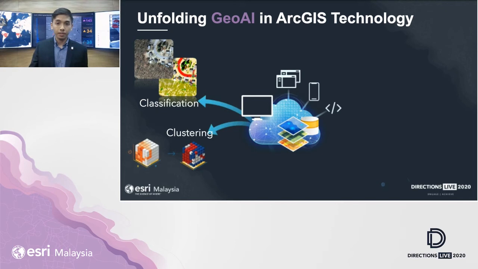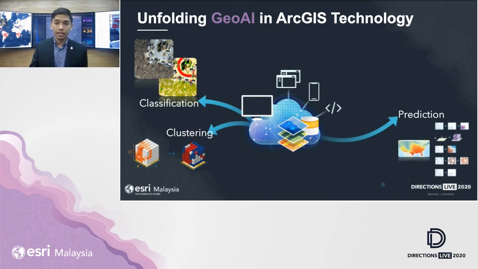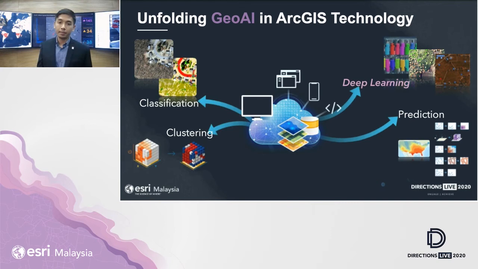Clustering: you have been doing your space-time mining for certain clustering and pattern detections within ArcGIS Pro. These are things that we have been doing for the past few years. Prediction: we use certain parameters and these GeoAI capabilities to predict certain things. And now we are moving forward to deep learning applications, where you want to enhance the use of all these classification tools, clustering tools, and prediction into more detailed structures of object detection and prediction capabilities.